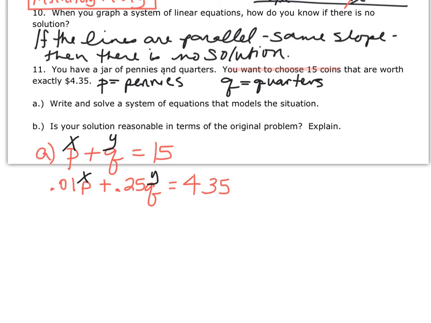So again, if you're watching this video online, you're not going to be able to see my calculator screen, but you guys here can. I'm just going to add a page and start over. So add a graphs page. So I want to graph a what? A relation. So number 6. So I'm going to type in X plus Y equals 15 and 0.01x plus 0.25y equals $4.35.